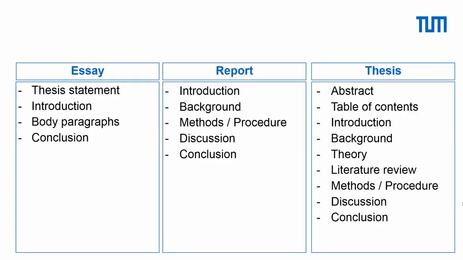The literature review, similarly, will provide an overview of existing research on this topic. The methods and procedure will describe how the research was carried out. The discussion will analyze and, of course, discuss those results. And the conclusion will do some summarizing, but mostly will draw some broader conclusions and implications from the research.